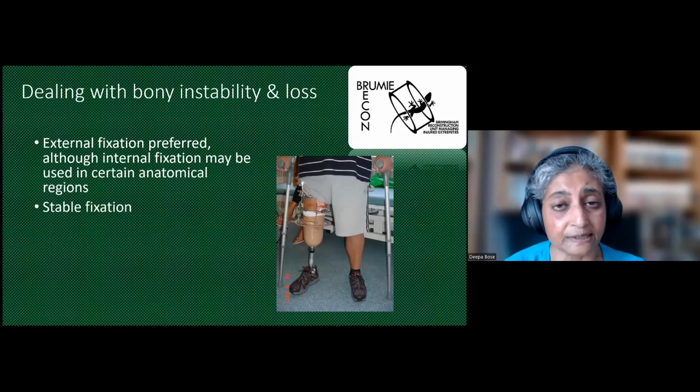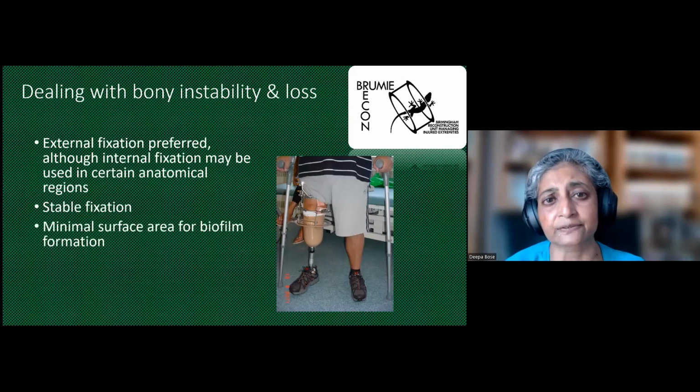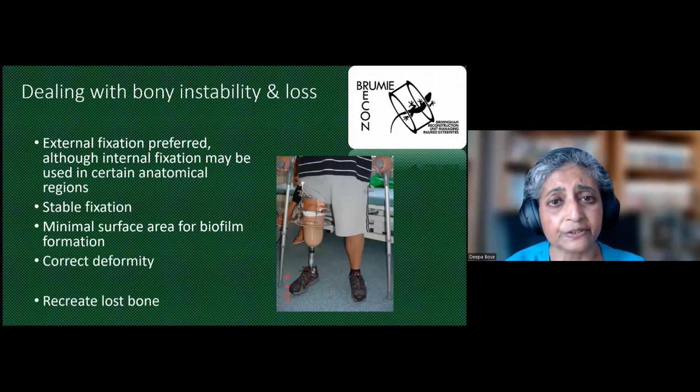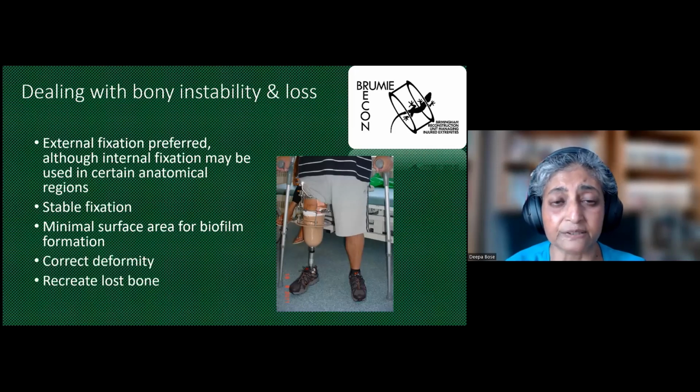Why? Because it provides stable fixation, and generally speaking, the pins and the fine wires that are used in external fixators provide a minimal surface area for biofilm formation. So it's not impossible for them to get infected, but it is less likely compared to using internal fixation. It also has other advantages: it will allow you to correct a deformity and to recreate lost bone by using methods such as distraction osteogenesis. So for those reasons, we generally prefer external fixation.